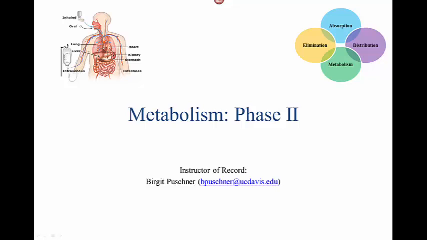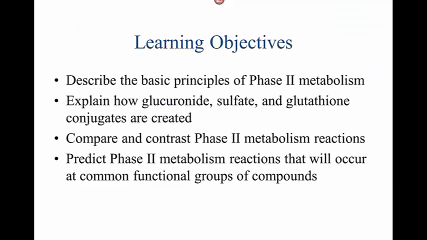In this video segment, we will discuss the details of Phase II Metabolism. The learning objectives for this video are to describe the basic principles of Phase II metabolism, explain how glucuronide, sulfate, and glutathione conjugates are created, compare and contrast Phase II metabolism reactions, and predict Phase II metabolism reactions that will occur at common functional groups of compounds.